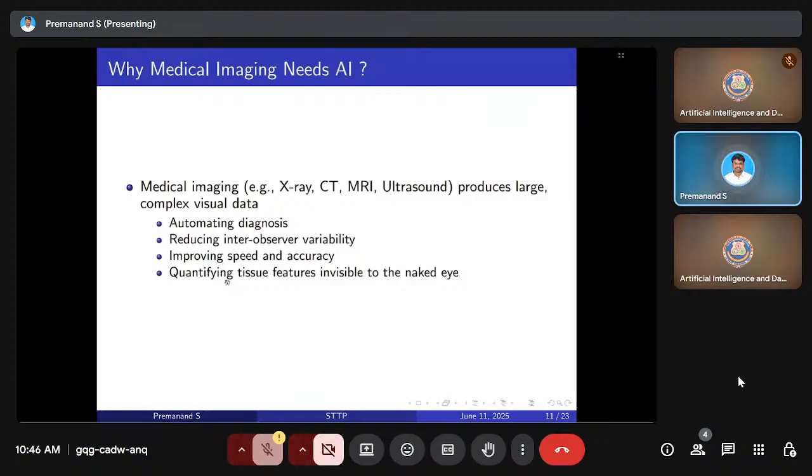And the second thing is quantifying tissue features invisible to the naked eye. When compared to a 1D signal, when we have images, it is not only taking the information of a particular part or organ alone, like the chest x-ray I showed, right? That chest x-ray depends upon the tissue surrounding the chest, so it will show information along with the particular part. That's why artificial intelligence plays a major role when it comes to medical imaging.